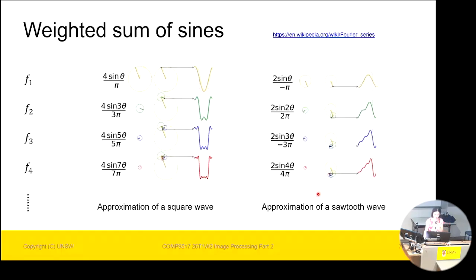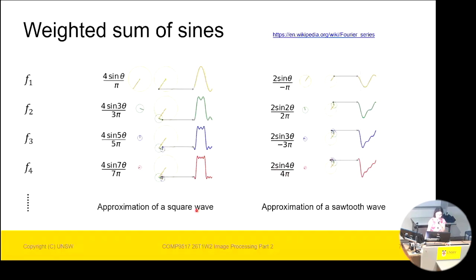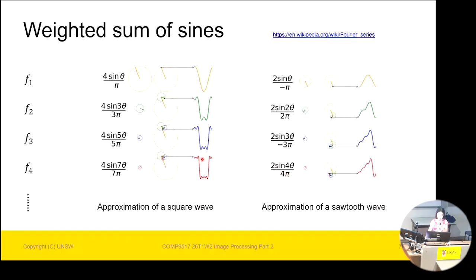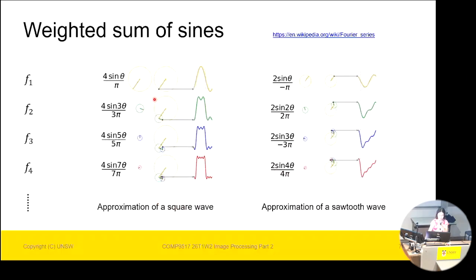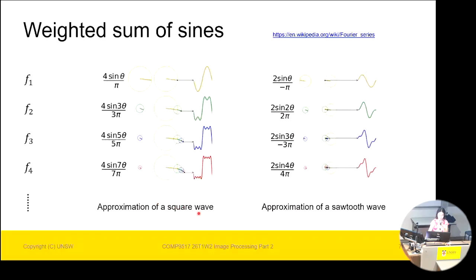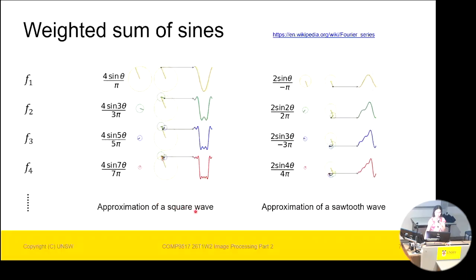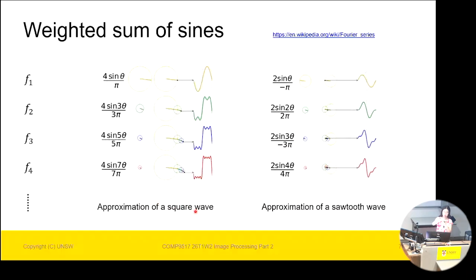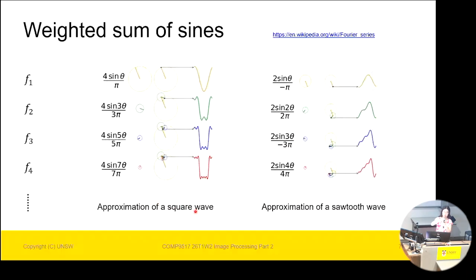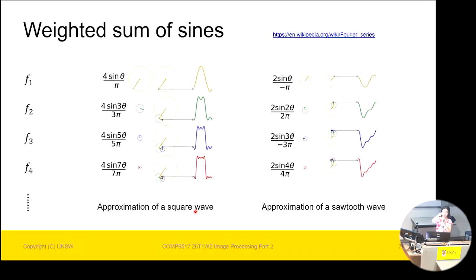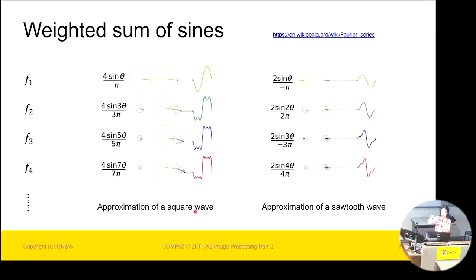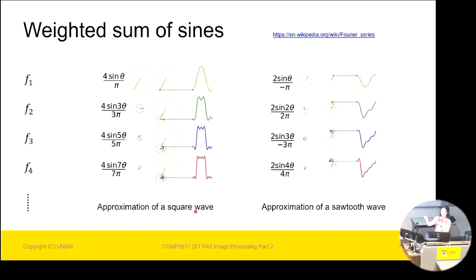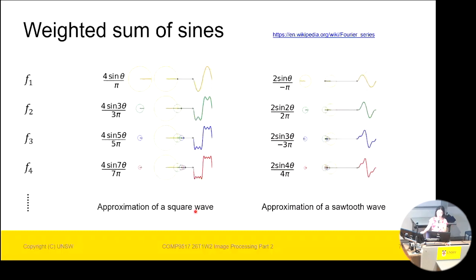So here is a more, or maybe better example. We have two examples. The first one is we want to approximate a square wave. A square wave means it's a straight line at 0, and then it goes up straight for a certain period, and then it comes back down. So it's a square, and then the square just keeps continuing infinitely.